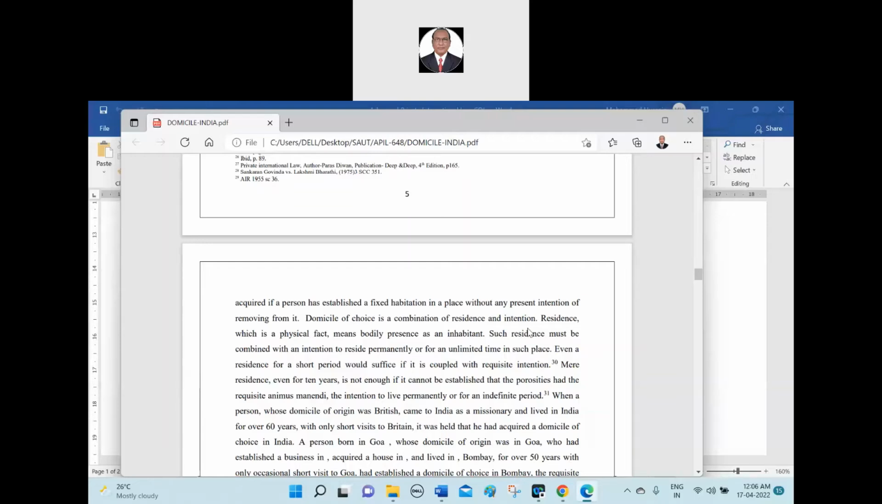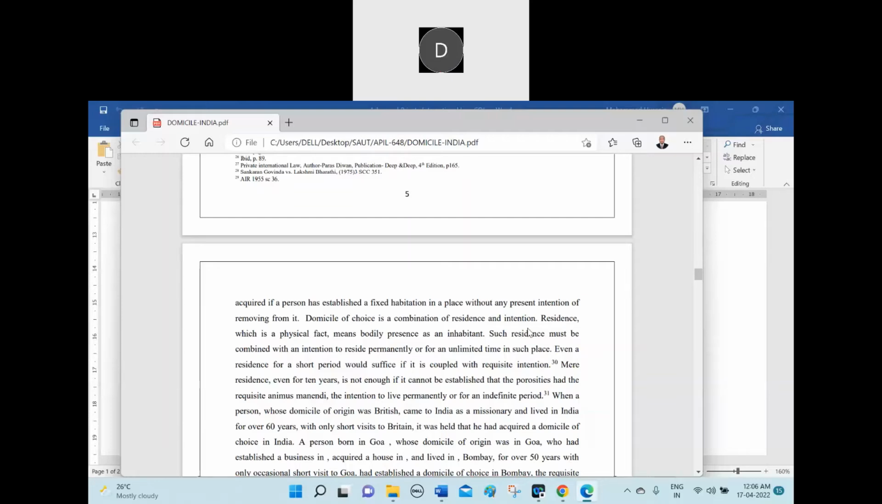So now you can ask me, sir, can a person stay 30 years, 10 years, or can he stay for 5 days also, but show the intention to stay over there? So here we want to say, a short period would suffice if it is coupled with the requisite intention. If the requisite intention is there, the duration is not an important factor. Is it clear? Yes, clear. I appreciate it.